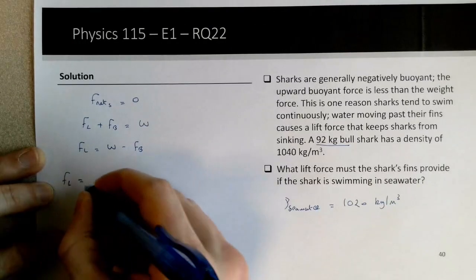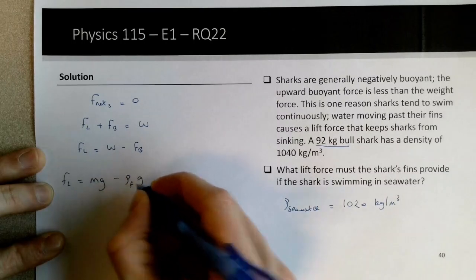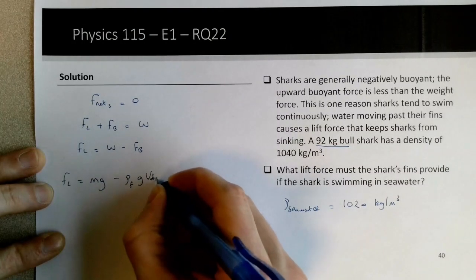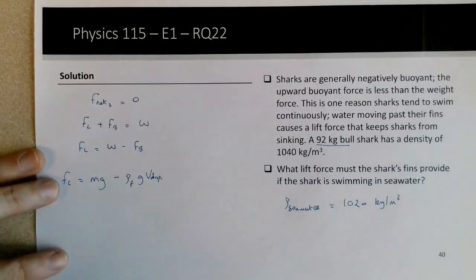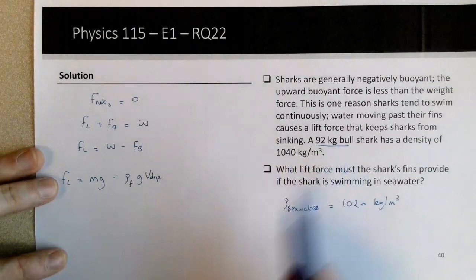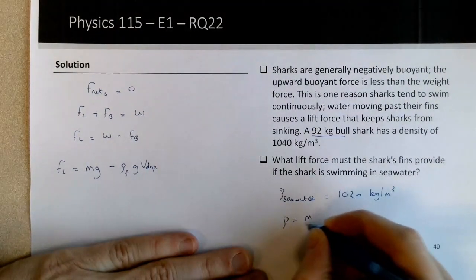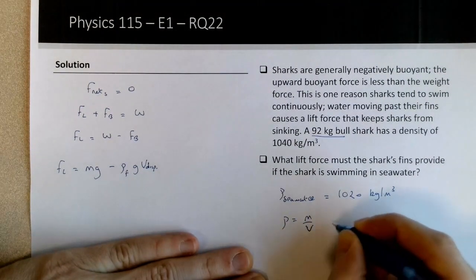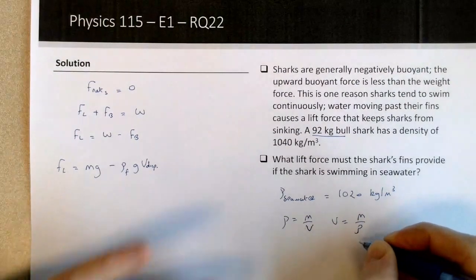So the lift force is m times g, the weight, minus rho of the fluid times g times the volume displaced. But the volume displaced is the entire volume of the shark. Now we don't have the volume of the shark, but we do have its density and its mass. So I'm going to write that over here. Density is mass over volume, so volume is equal to mass over density, and that's of the object.